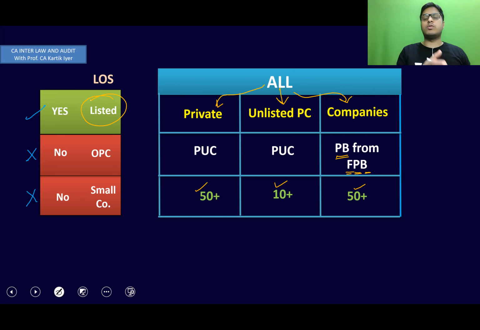So you understand that they have to serve a cooling off period of how many years? 5 years. This we have done in the class. Next is, if it is a partnership firm.